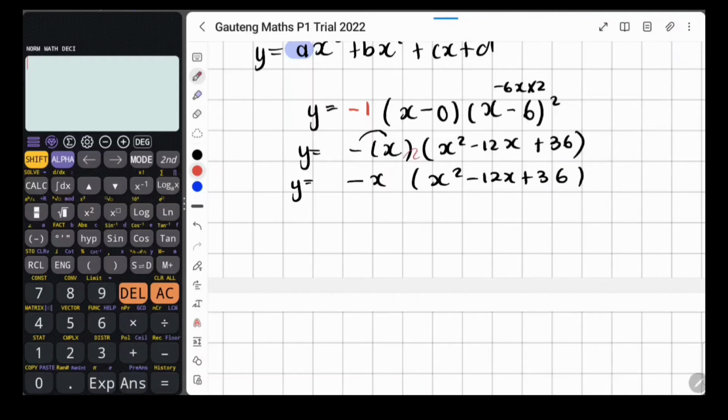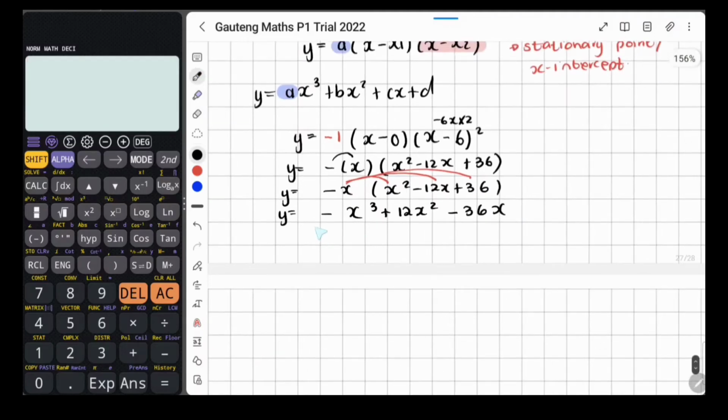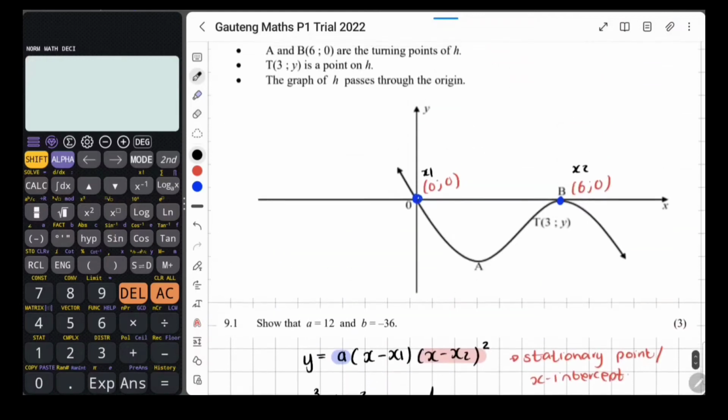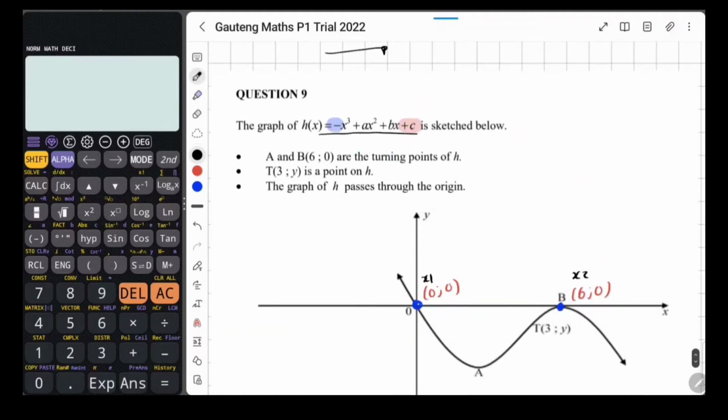Then I'm going to just expand. So I have this times that, which gives me y is equal to negative x cubed, and then again multiplied by the second term, that is positive 12x squared, and then by the last term, which would be negative 36x. And then now if you compare this to the equation we had above, I'm just going to rewrite this equation so we can see what a, b, and c are.